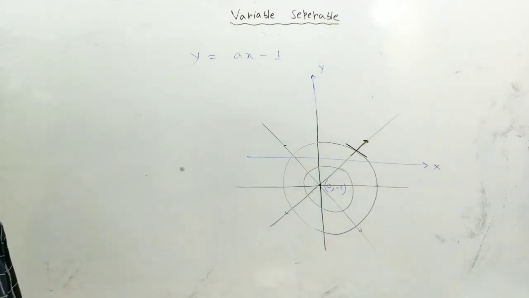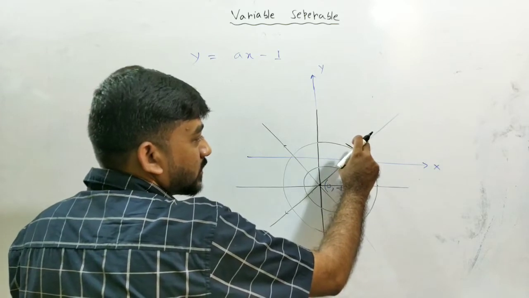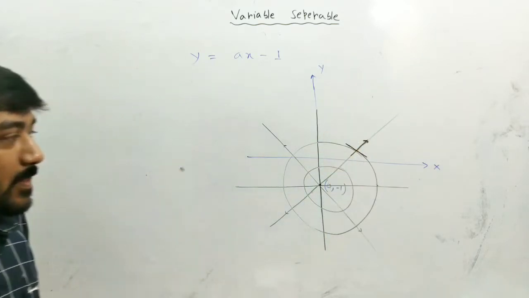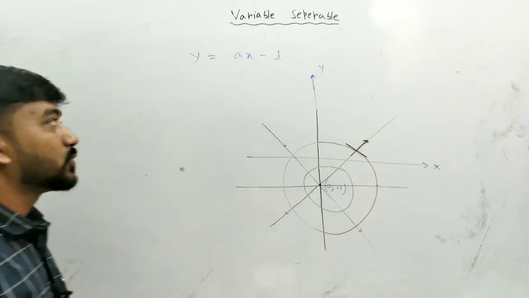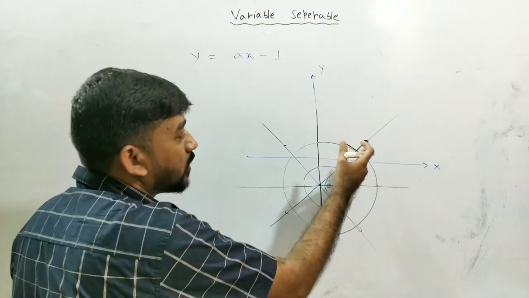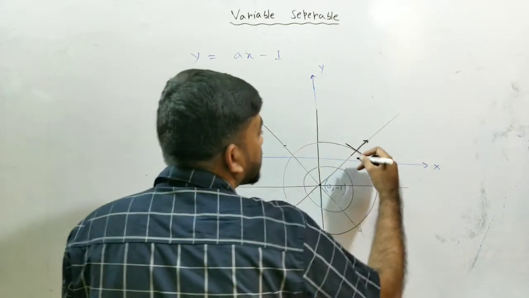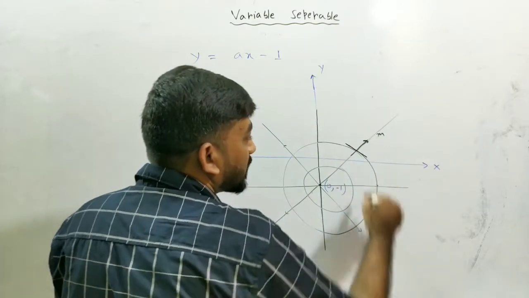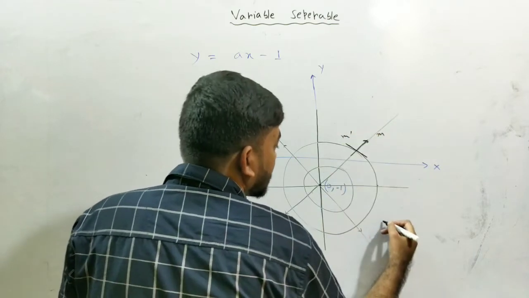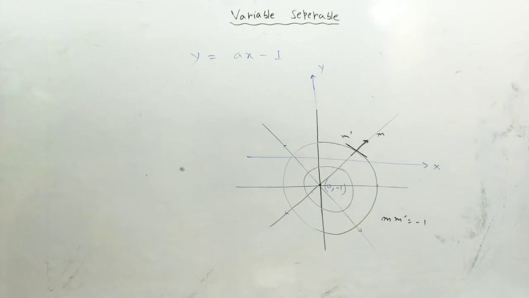These are two perpendicular lines, and the multiplication of the slopes of two perpendicular lines is always -1. So if the slope of this line is m and the slope of this line is m dash, then you always have m times m dash equal to minus 1.